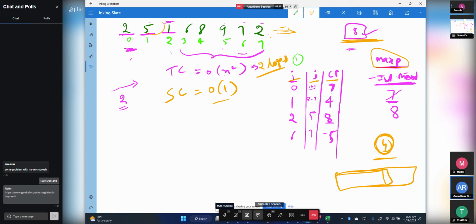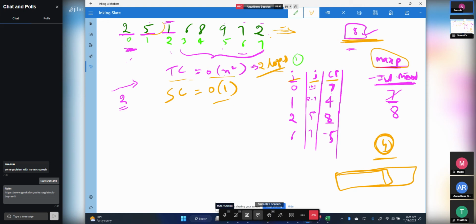Okay. So we have to be very careful. It is very important to understand what time complexity and space complexity are. Time is always how much time it took to run the algorithm, because you are taking two loops, right?